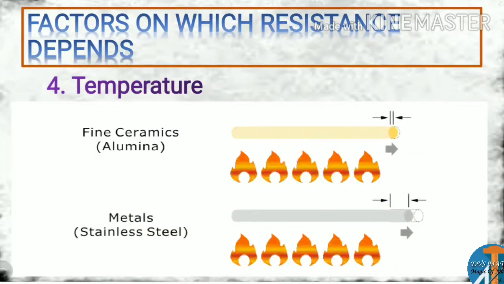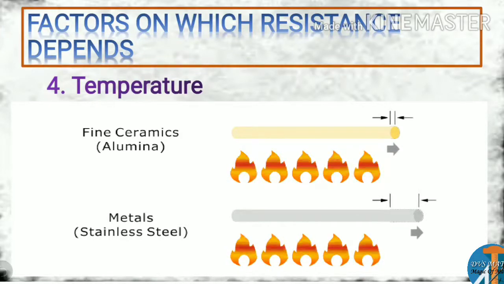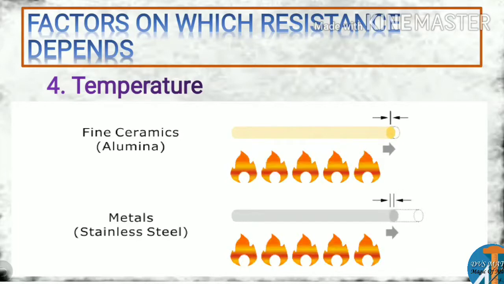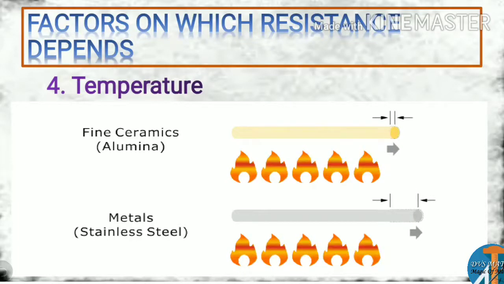So next, it depends upon the temperature. Observe, if we give temperature to any metal or any material, there will be flow of electrons easily, right? So at that time, resistance will be less and electrons freely move through the circuit. So here temperature also is one of the factors on which the resistance depends.